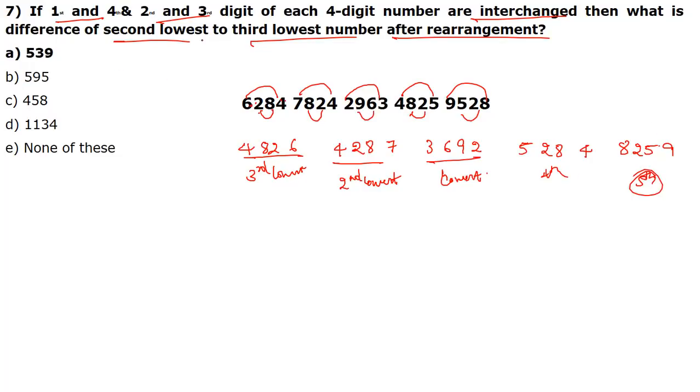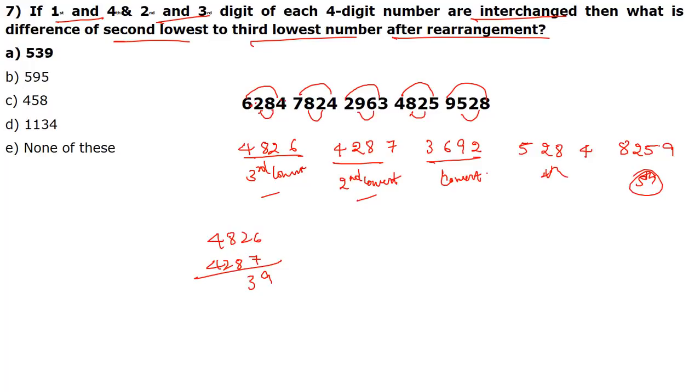So therefore, we need to take what? The difference between the second lowest and third lowest. Second lowest is this, third lowest is this. So therefore, 4826 minus 4287. That difference has to be taken. So 16 minus 7 is equal to 9. So 11 minus 8 is equal to 3.